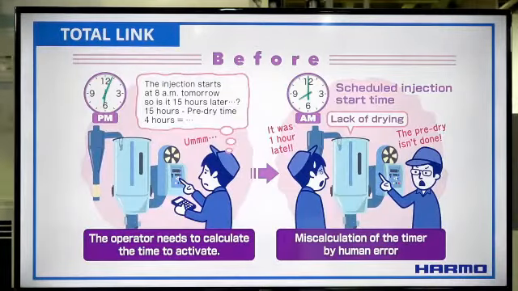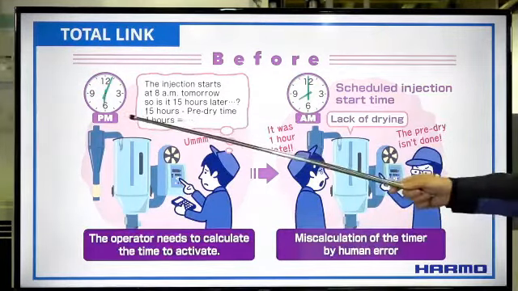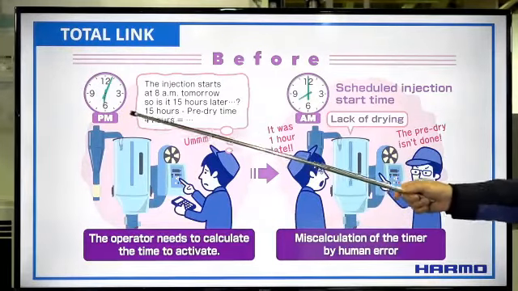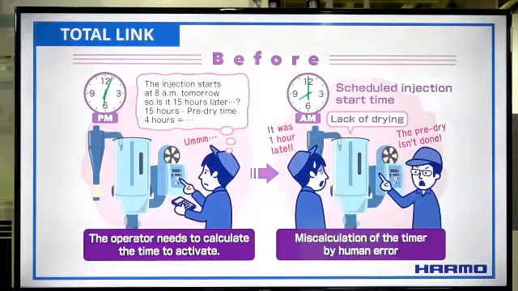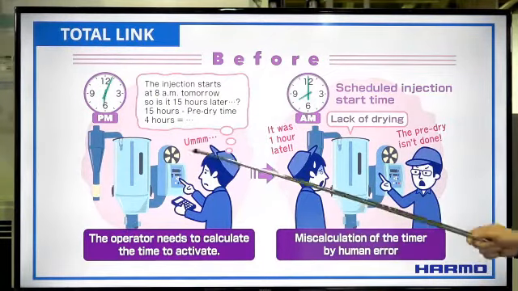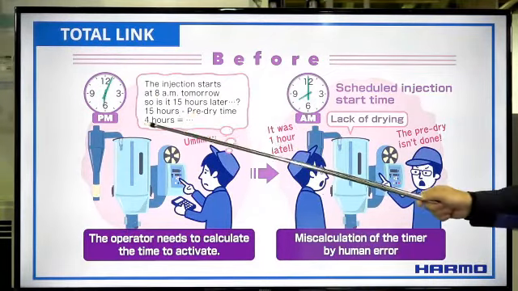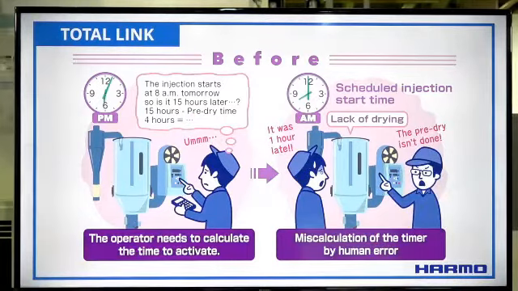Here is the case number 1. He is setting the dryer for tomorrow after today's production, and he is thinking, it is 6 p.m. and tomorrow production starts at 8 a.m. in the morning, and pre-dry time is 4 hours. So like this, the operator needs to calculate the time to activate. But what happened after this?